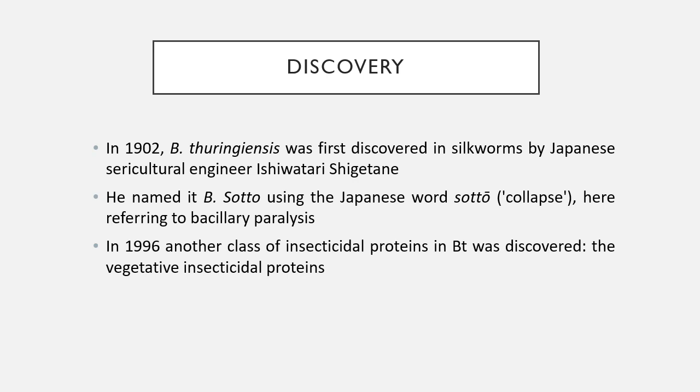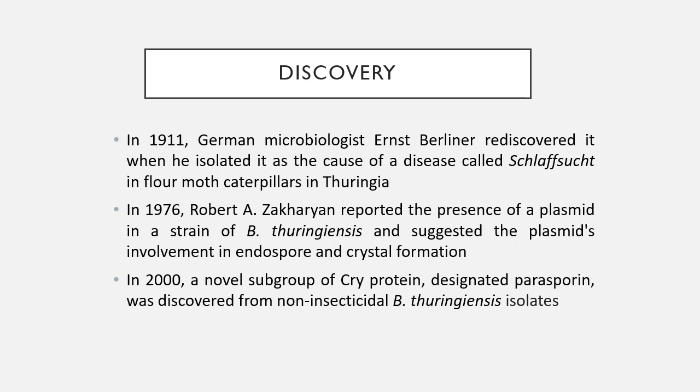In 1996, another class of insecticidal proteins in Bt was discovered. It is a vegetative insecticidal protein which is present in Bacillus thuringiensis. In 1911, German microbiologist Ernst Berliner rediscovered it when he isolated it as the cause of a disease called Schlaffsucht in flour moth caterpillars in Thuringia.